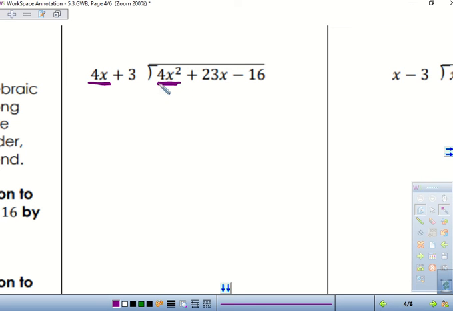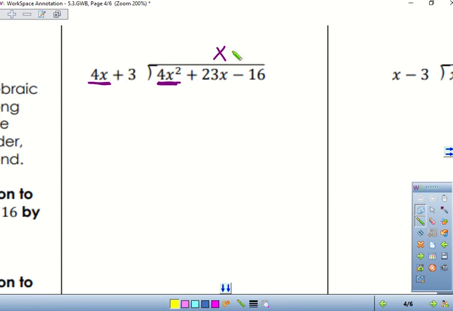What would you multiply this first term by to get it to be the first term of the dividend? Just x, right? If I multiply x by 4x, that's going to get me 4x squared. So you're going to write the x on the top. What you multiply it by, you write that up here. The reason I write it here is because I want it to line up with its common exponent term. You see that? So I'm not going to write it over here. I'm going to write it over here, where it lines up with its common term.